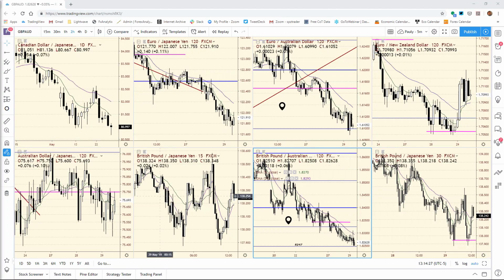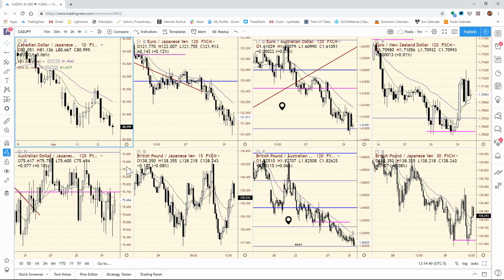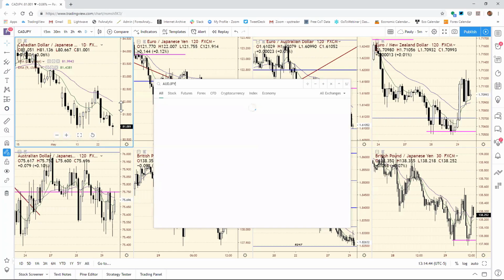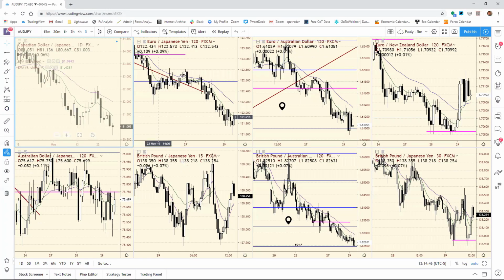The Aussie, yes, but the Aussie was the one that was getting punched up, and the Kiwi was holding up better than the Aussie itself. So certainly we've seen some weakness here. We're also looking here at the Aussie yen, which has actually held up very well. Once again, one of these to me is a little bit odd.